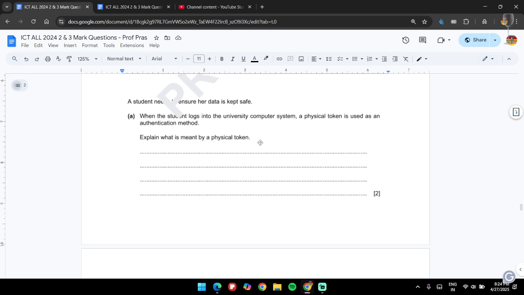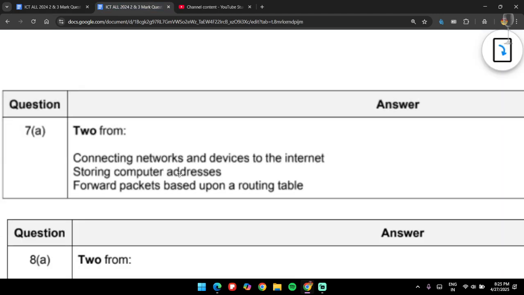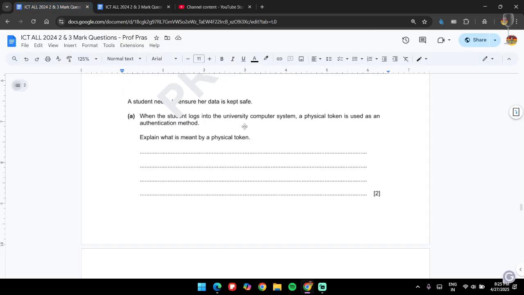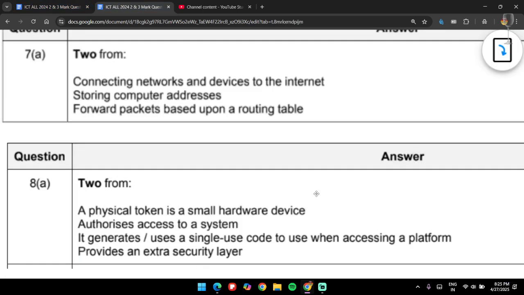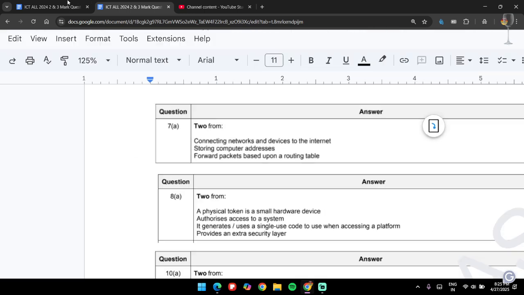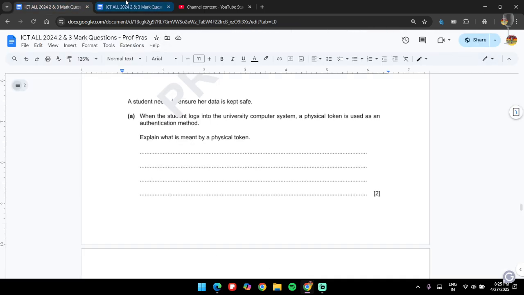Now, this is also something that adds an extra layer of security, so that's something you can add. Let me check if that's written here. Perfect. It provides an extra layer of security and it's a small hardware device. Even if you can't remember what it is, just these two points should get you the mark. Of course it's an authentication system, so it authorizes access to a system. I also have to talk about how tokens do it. It generates a single use code when accessing a platform. Simple. That's something I think we all know and experience.